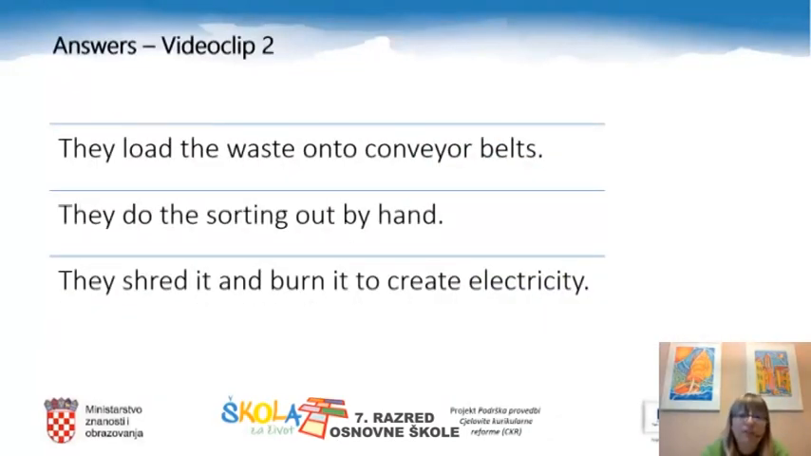I hope it wasn't difficult to find the answers to the questions, but just let's check what the answers should be. They load the waste onto conveyor belts. They do the sorting out by hand. They shred it and burn it to create electricity.